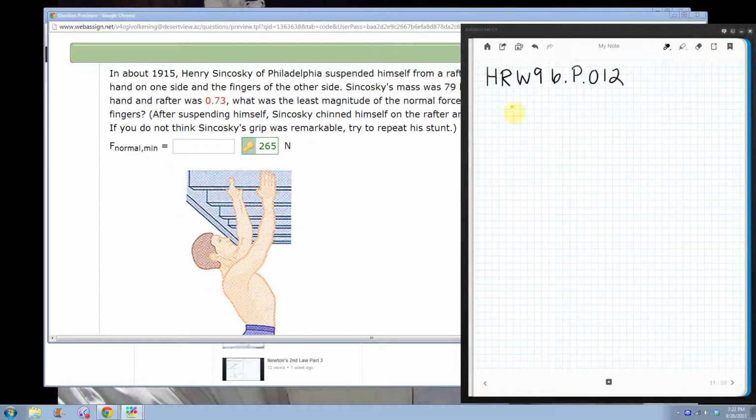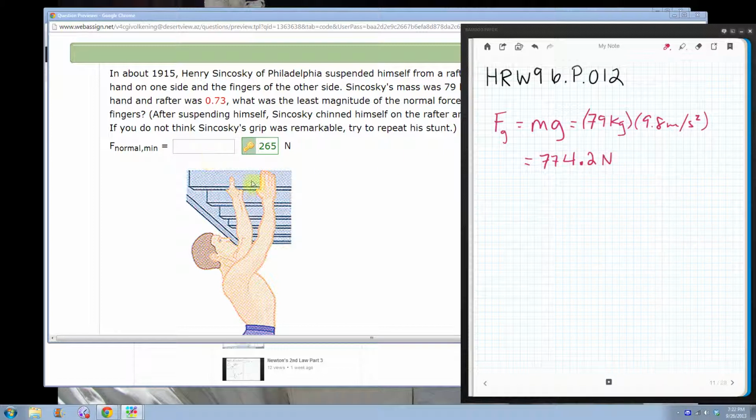Okay, so this is actually a lot easier than you might think. First off, let's figure out how much weight he needs to hold up. So what's the force of gravity on him? You've got mass times gravity. So that's 79 kilograms times 9.8 meters per second squared. Basically, his weight is 774.2 newtons. Okay, that's how much he has to hold up.